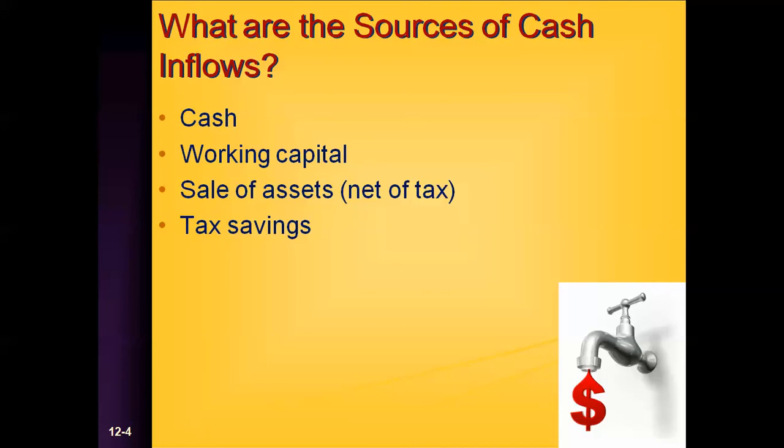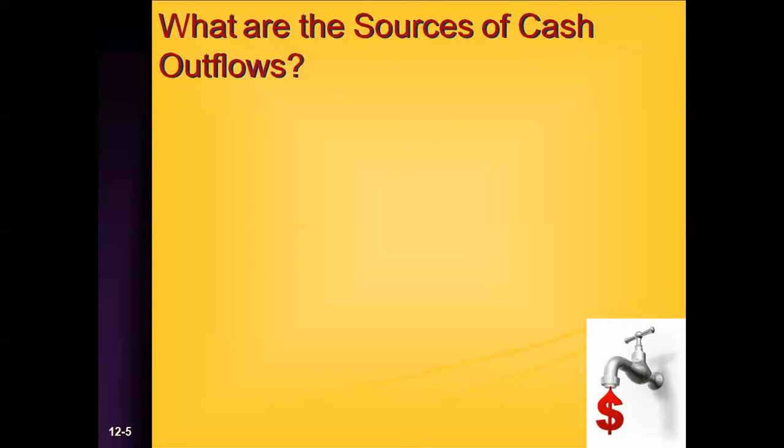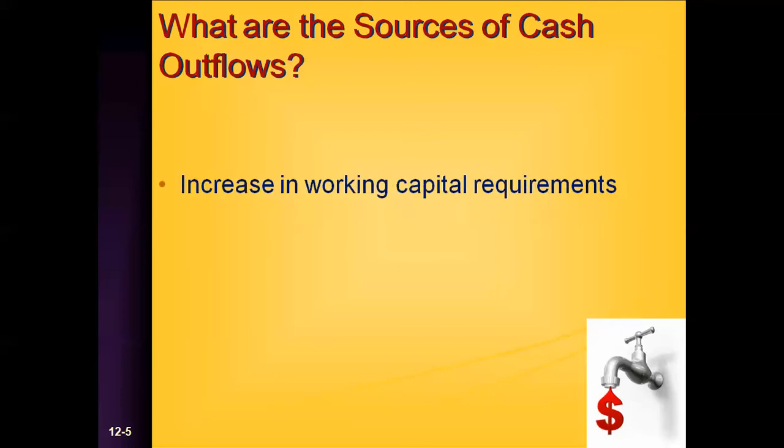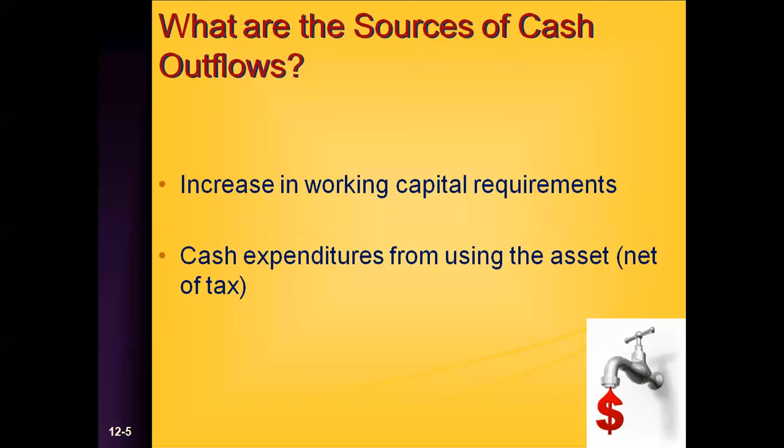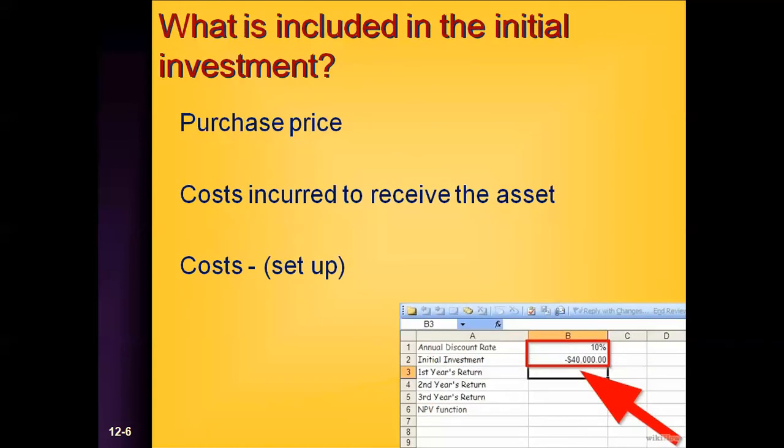Now, with any investment, there's going to be cash outflows. So let's talk about the outflow portion of the investment scenario. There could be increases in the working capital requirements, meaning that in order for this investment to occur, you have to increase working capital to make it happen. There also could be cash expenditures from using the asset. In the coffee business, as we talked about, on an ongoing basis we would need to buy coffee cups, things of that nature to keep the business running. So those would typically be sources of cash outflows.